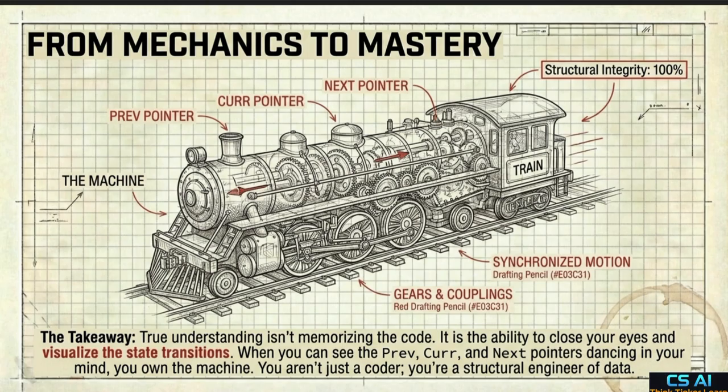When you can clearly see the prev, cur, and next pointers dancing in your mind, how they shift and reconnect, you own the machine. At that point, you aren't just a coder, you are a structural engineer of data, capable of designing and maintaining complex data flows with structural integrity 100%. This holistic view is the essence of mastery.